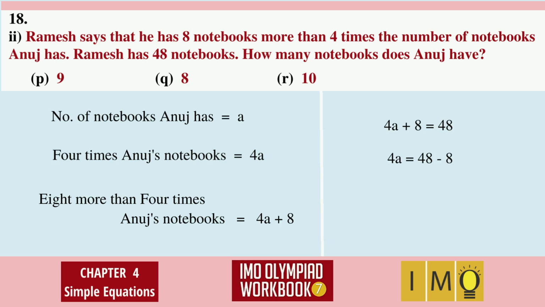4A is equal to 48 minus 8. 4A is 40 and A is equal to 10. So the right answer for part 2 is option R. Next, part 3 of 18th question.